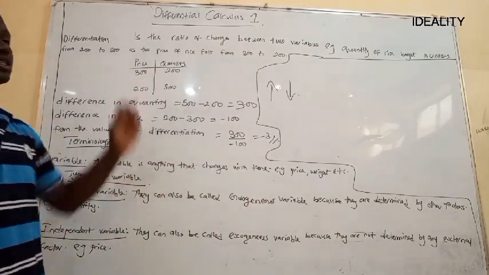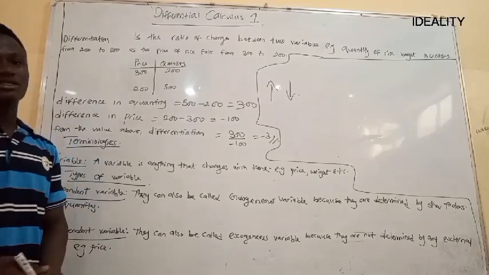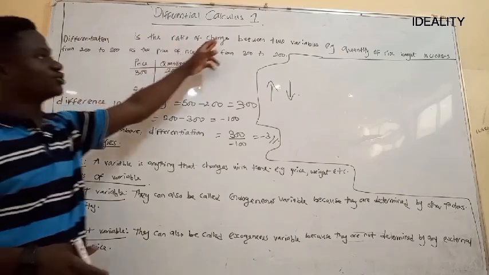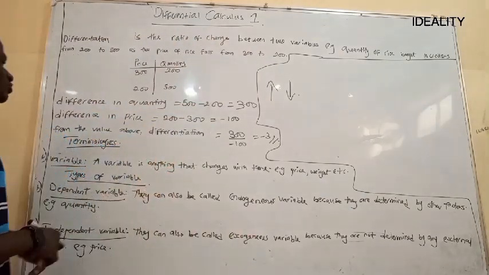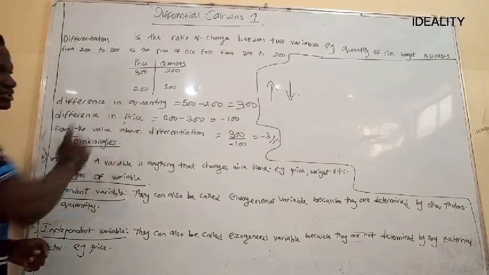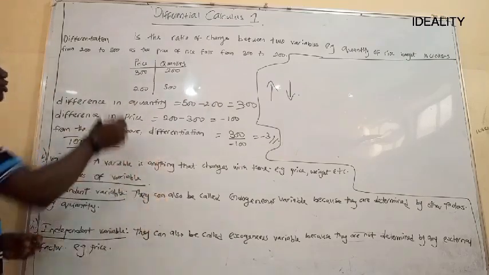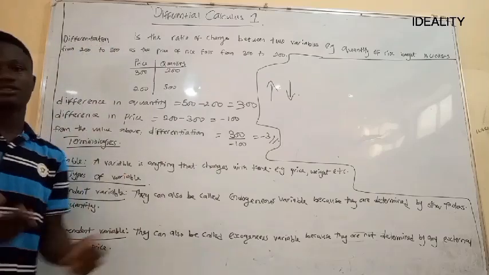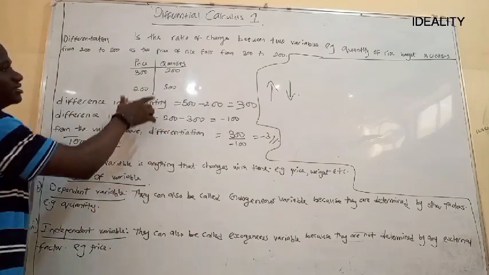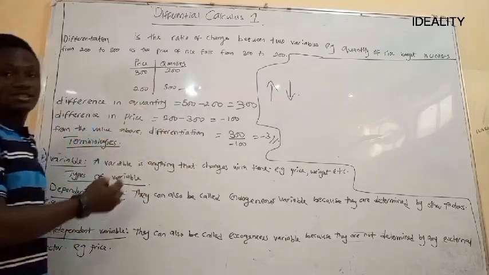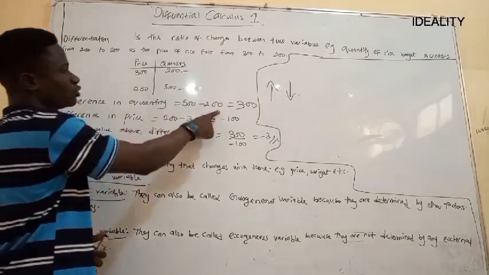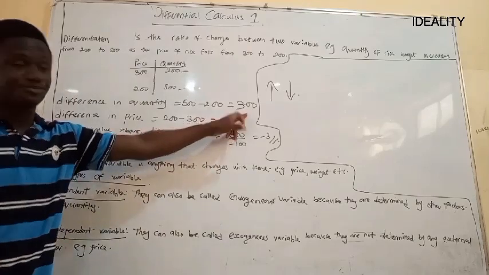Imagine you are given a table like this and you are told to calculate the differentiation. Don't forget what we said earlier, that differentiation is just the ratio of change between two variables. The first thing you need to do is to calculate the difference in quantity. You want to know the difference because the word differentiation is gotten from the word difference. For us to get the difference in quantity, we say this is the new quantity and this is the old quantity. So the new quantity 500 minus the old quantity 200 gives 300.